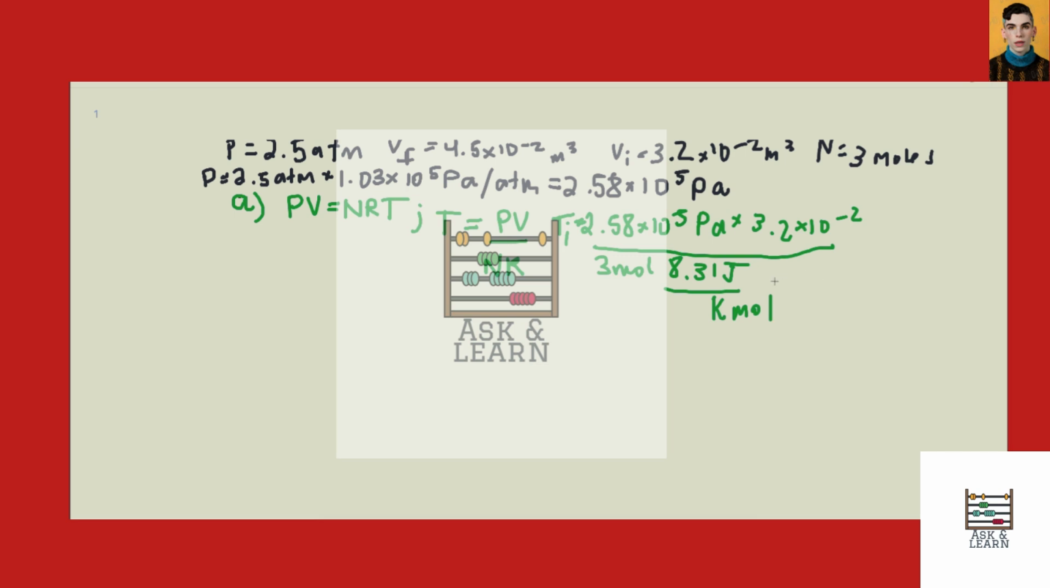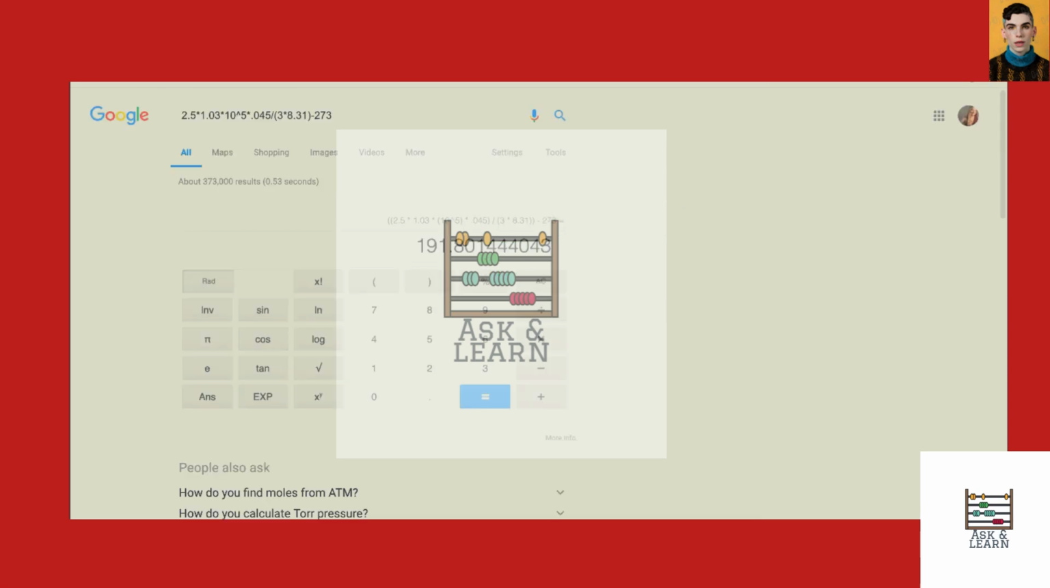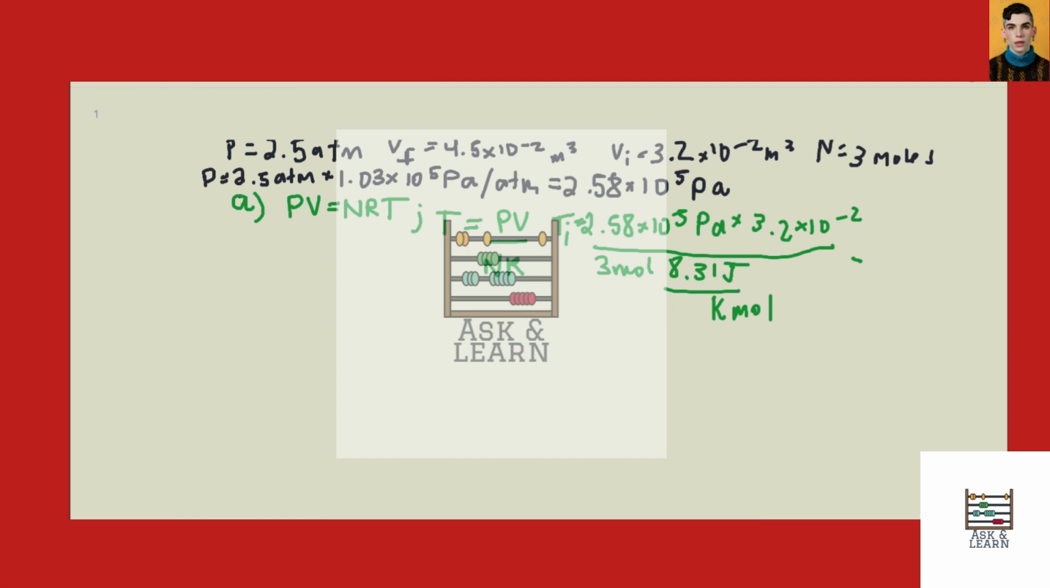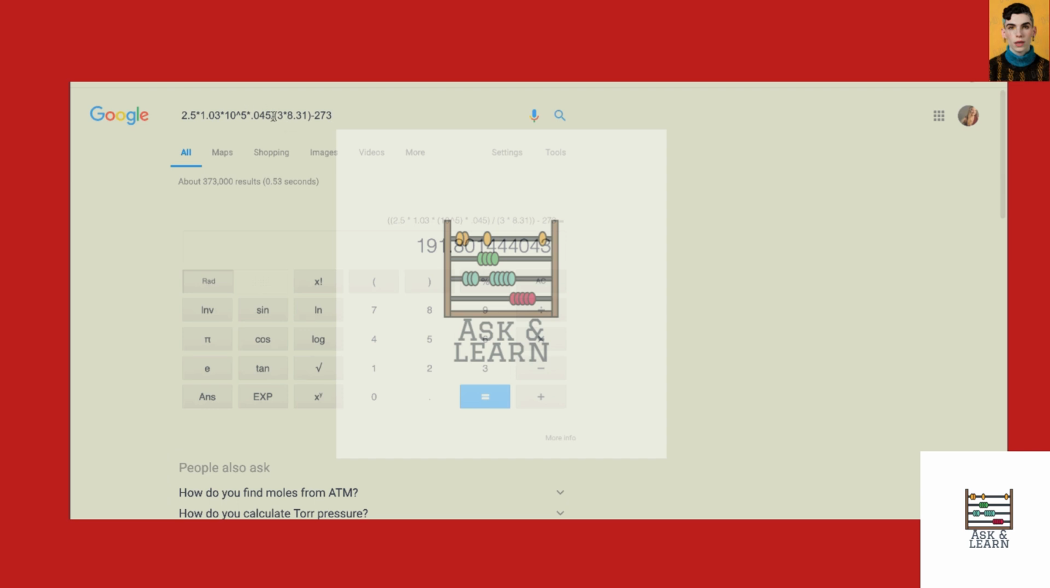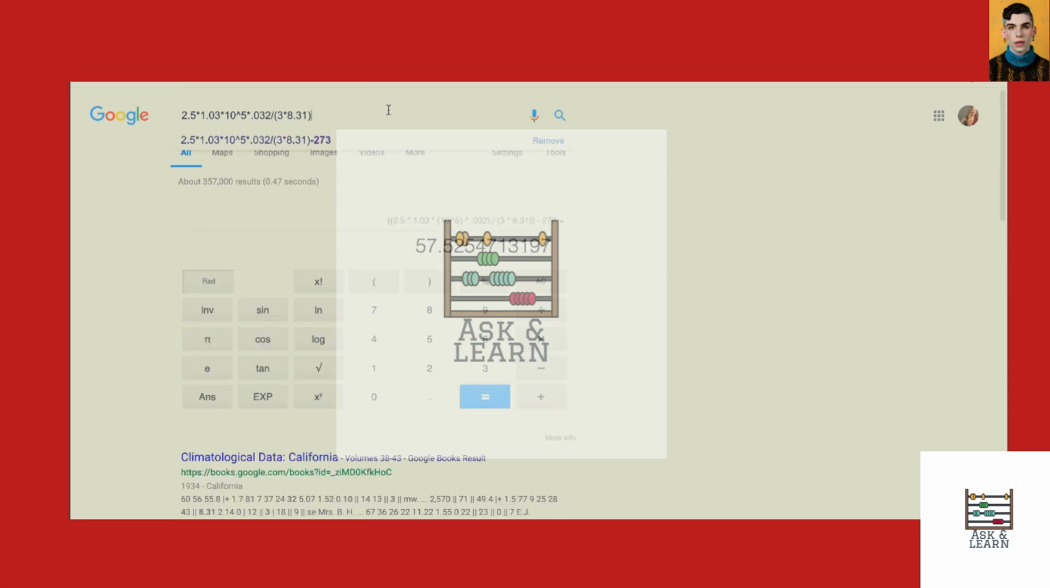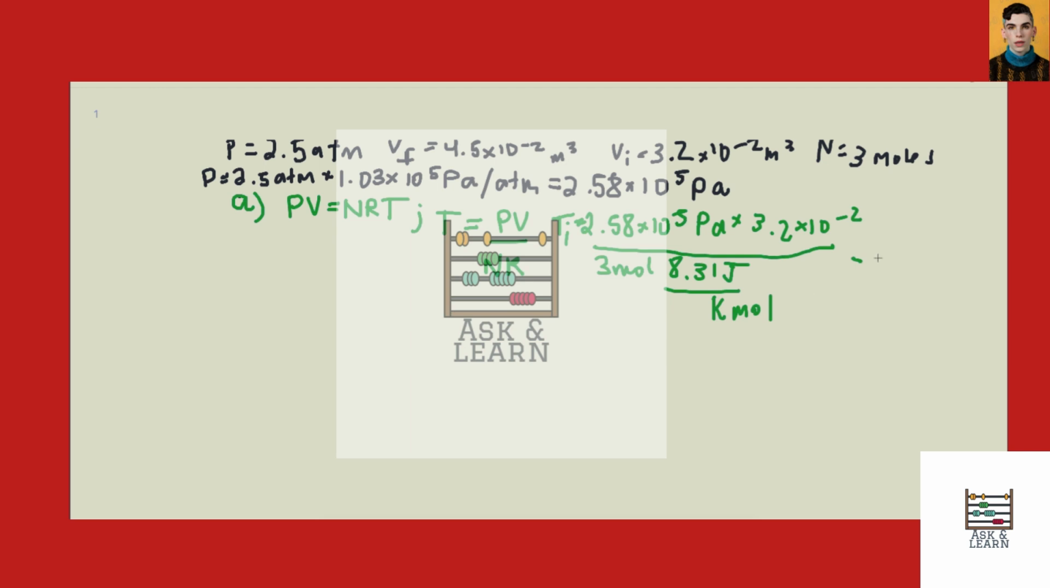Okay. So if you plug that into a calculator, you'll get an answer in kelvins. So let me just quickly do that math out. So 3.2. So you got 331 Kelvin for that.